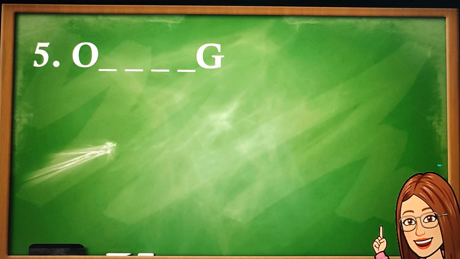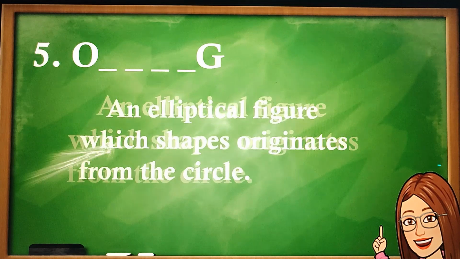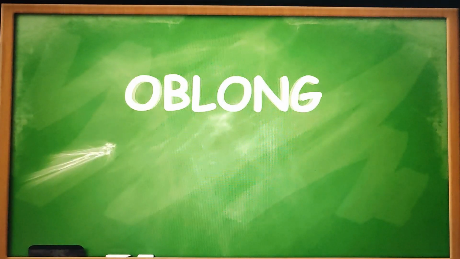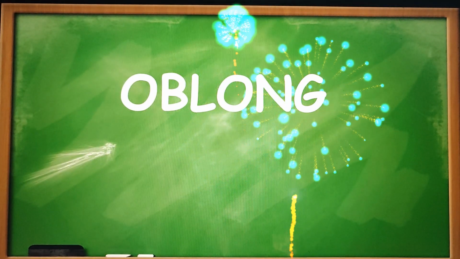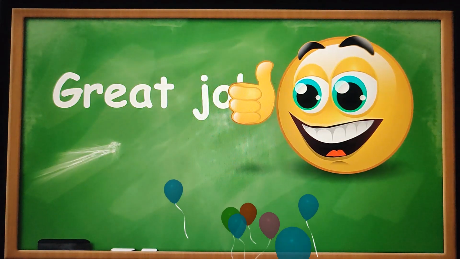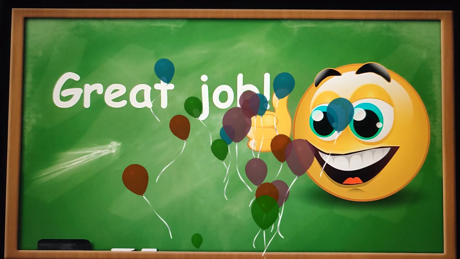6-letter word. It starts with O and ends with G. An elliptical figure whose shape originates from the circle. Awesome! That is oblong. Great job, students! I'm so glad to know that you can still recall the previous topic. I think you are ready for the next part of this lesson.